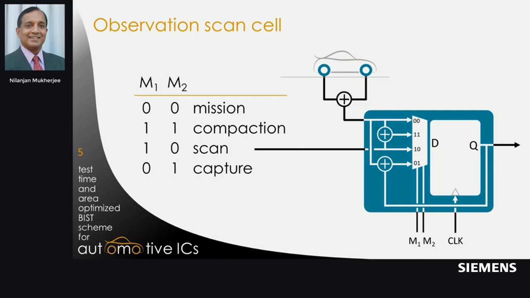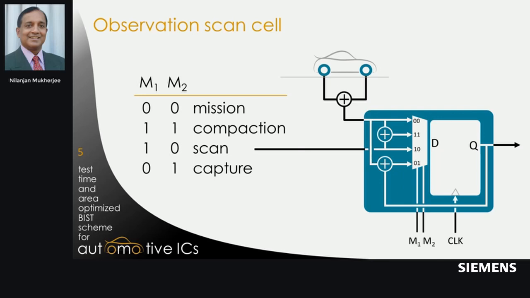This slide shows the structure of the observation scan cell. Instead of one 2x1 mux, we need a 4x1 mux with two select inputs. When the select inputs are 0, 0, the scan cell operates in the normal functional mode. When the select inputs are 1, 1, the scan cell captures during shift, thereby behaving as a long compactor. When the select inputs are 1, 0, the structure operates as a regular scan cell. In other words, M2 equal to 0 disables the shift and capture operation.